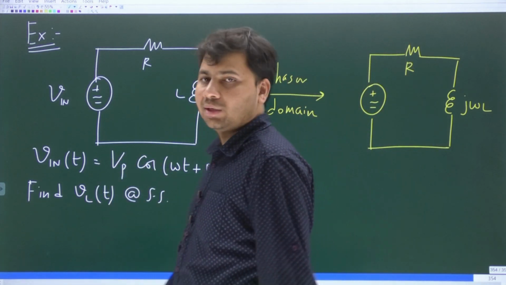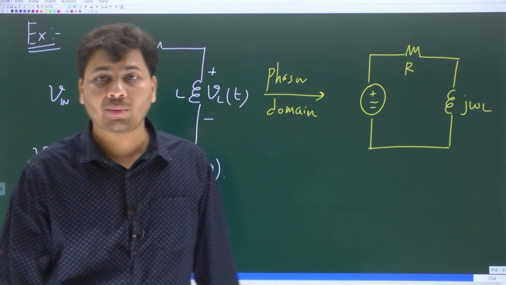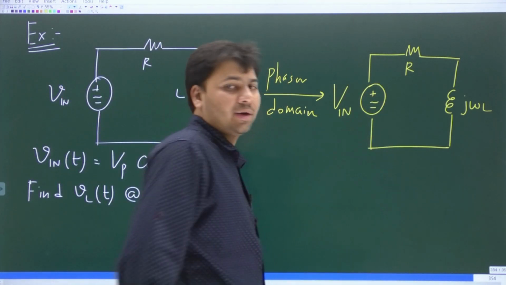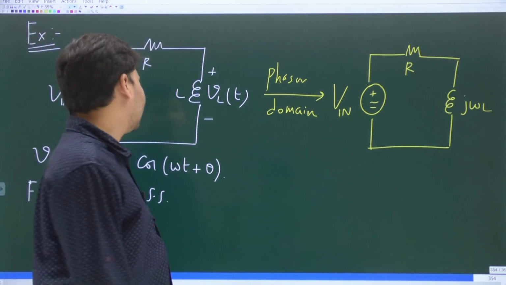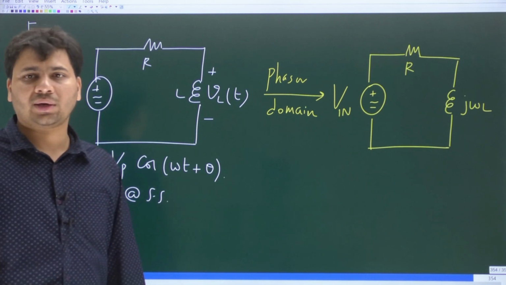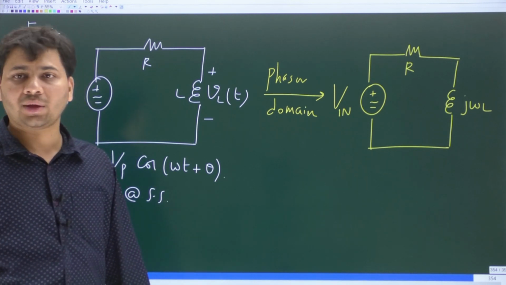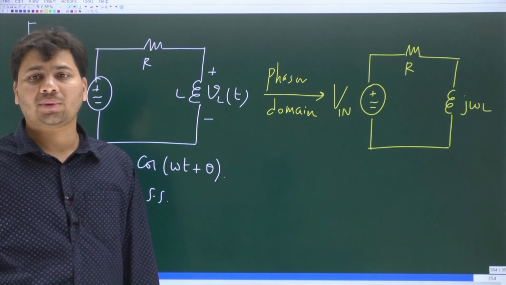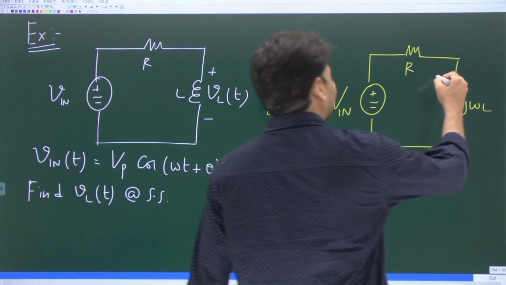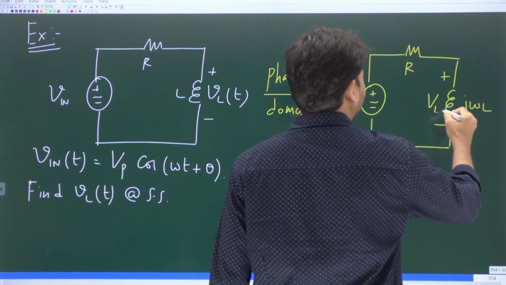Small Vn of t in the time domain will become capital Vn. Capital Vn is the applied phasor input voltage. Similarly, small VL of t, the voltage across the inductor, is going to become capital VL. Capital VL is the phasor voltage across the inductor.